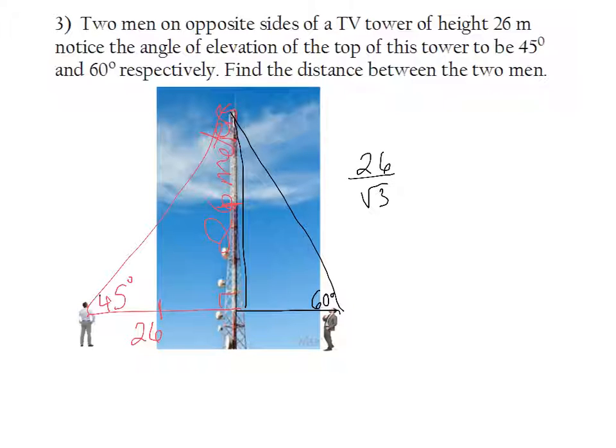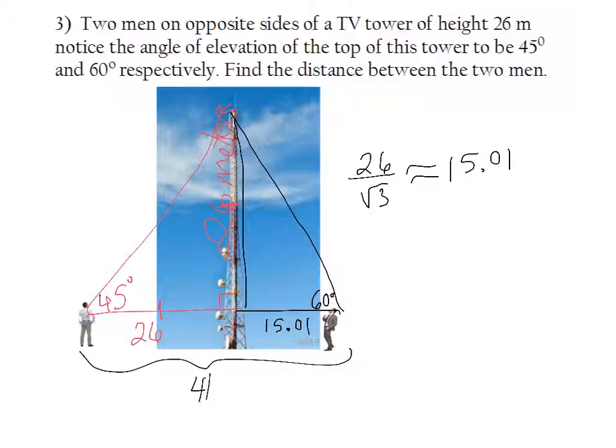If I want a decimal approximation, that's about 15.01. And I'm supposed to find the distance between the two guys. Well, once I know those two measurements, I can pretty easily figure out the distance there. Just add them up, and you end up with 41.01 meters. That's how far apart the two guys are standing.